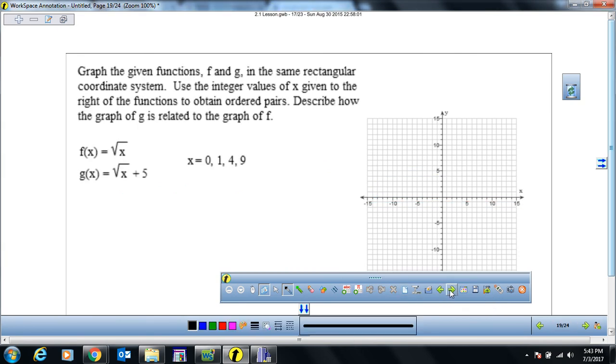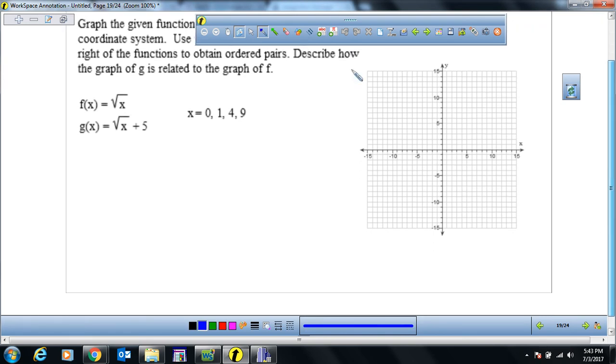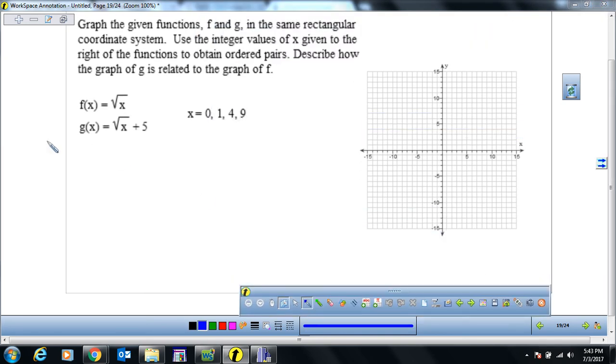The next one. We're going to talk about this one now. Graph the given functions f and g in the same rectangular coordinate system. This graph that we're going to do right here is going to be the only exception to the rule of what we have done so far. And the reason is this.